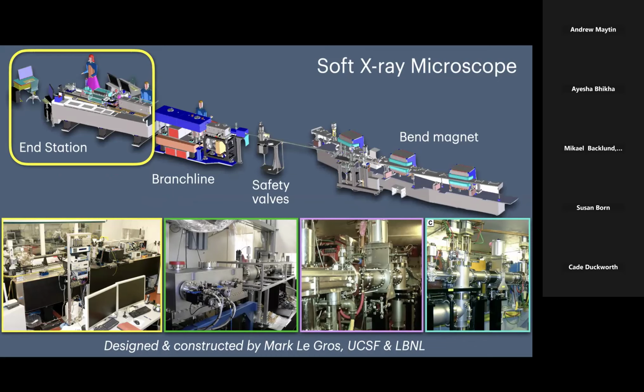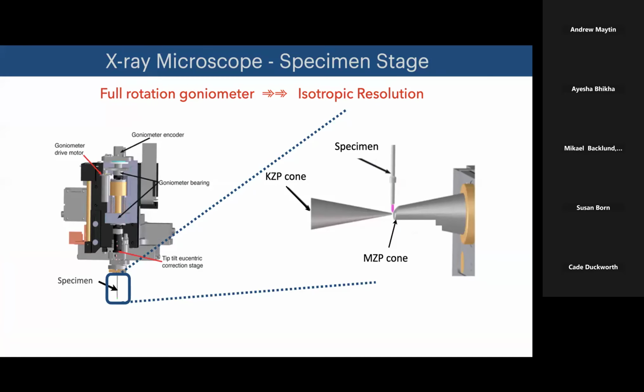Just a view of the CAD drawing at the top shows you the important things: the bend magnet from the synchrotron, safety valves. The only thing a user sees is in the yellow square. That's the end station, and that's all the user ends up seeing. The rest of it's behind shield walls, etc. But our station does not have to be behind shield walls. Our X-rays are low energy, soft X-rays. That's what the soft means.